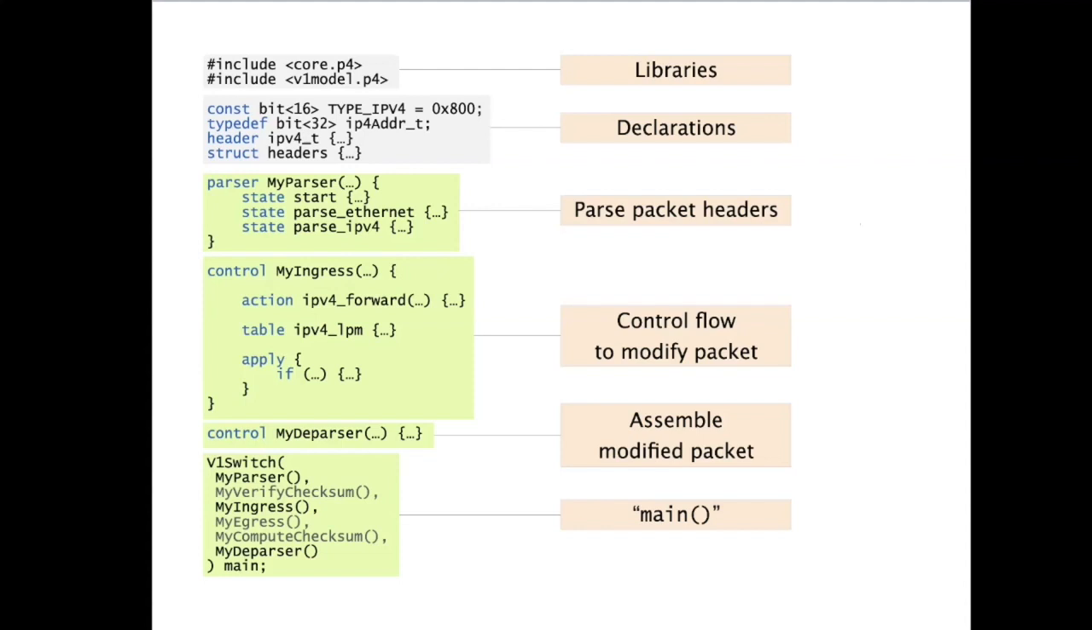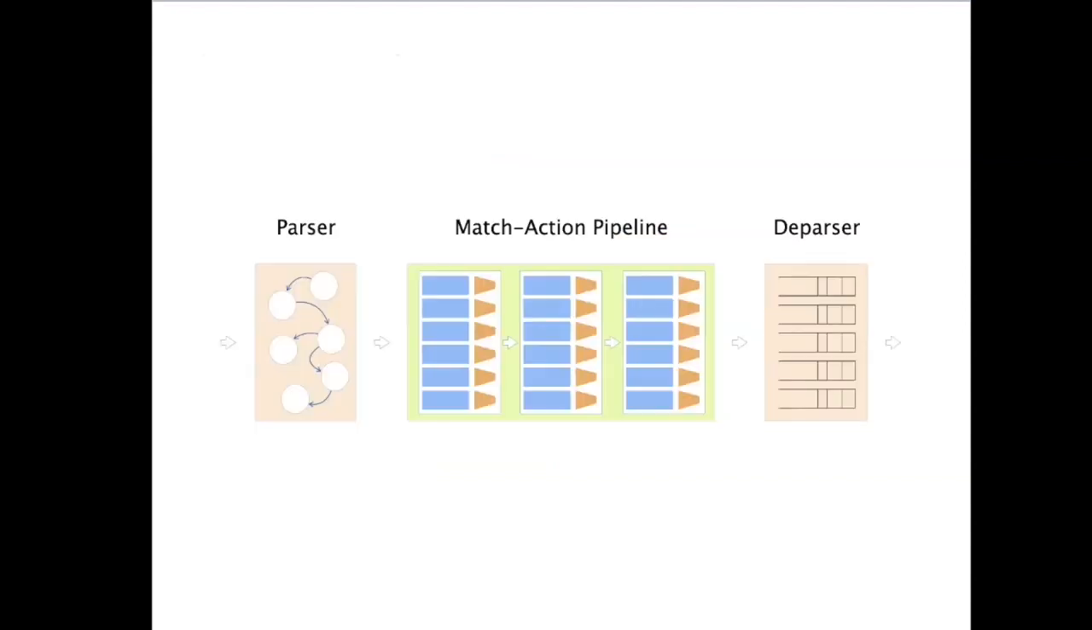So that was what we saw last week in code, how these different pieces look. You have the parser, then the control logic and the deparser, and then you have these main methods that glue everything together at the end of the file. So this is typically what a P4 program will look like in reality.